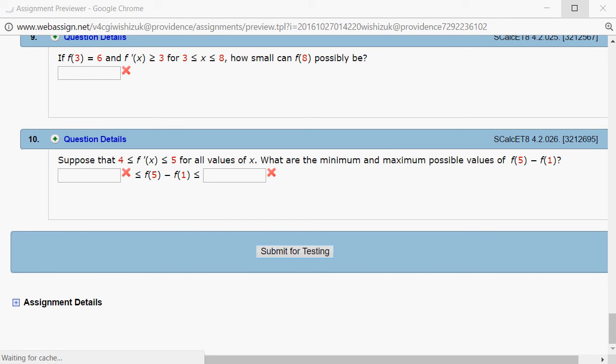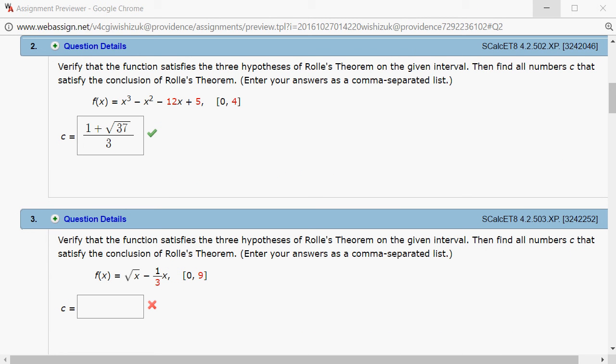I came back and it looks like we got this one correctly. That's it. I hope that this was clear.